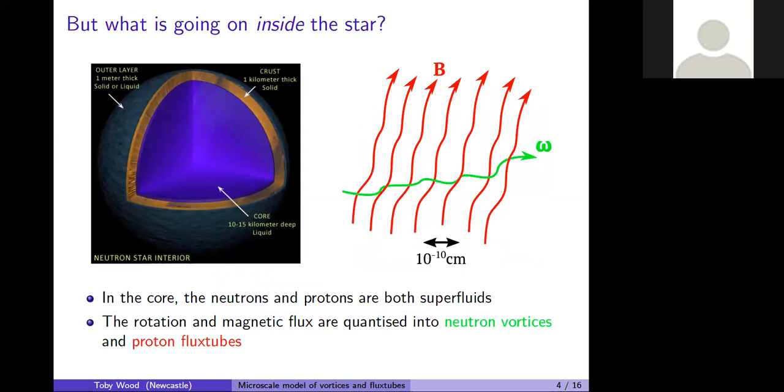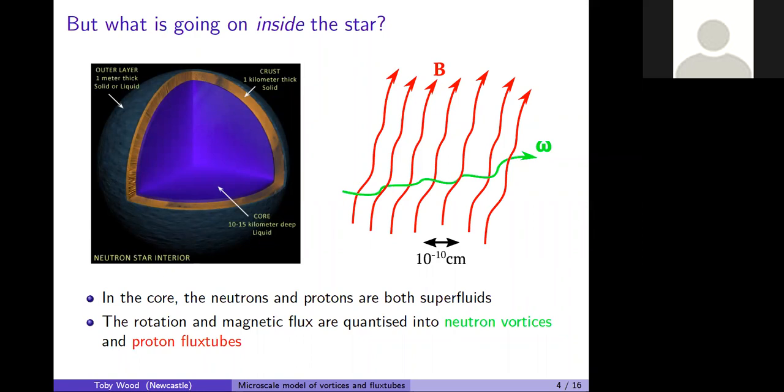We know that within the core of the star, the neutrons and protons are both condensed into superfluids. I'll remind you that about 90 to 95% of the mass within the core is neutrons, but there is still enough protons hanging around that they can support currents and maintain a magnetic field. So both the neutrons and protons form superfluids, and the most important consequence of that is that the vorticity and the magnetic flux are quantized into discrete filaments, which I'll refer to as neutron vortices and proton fluxtubes.